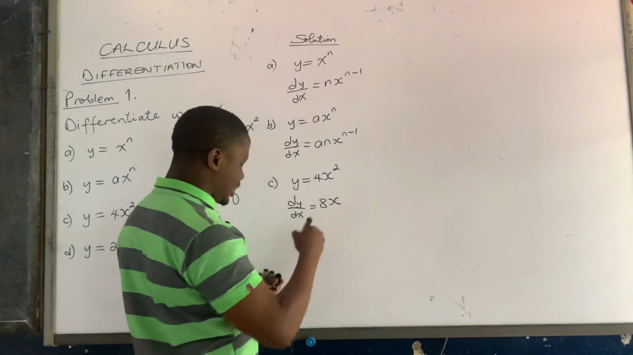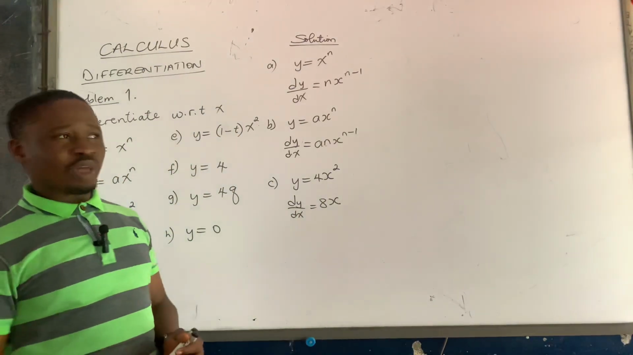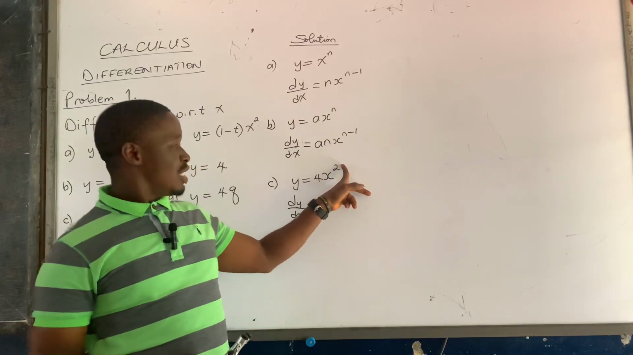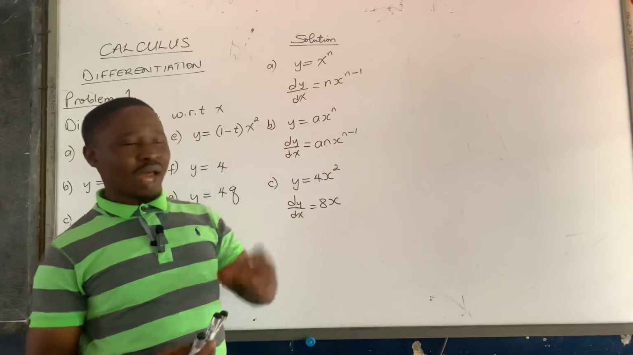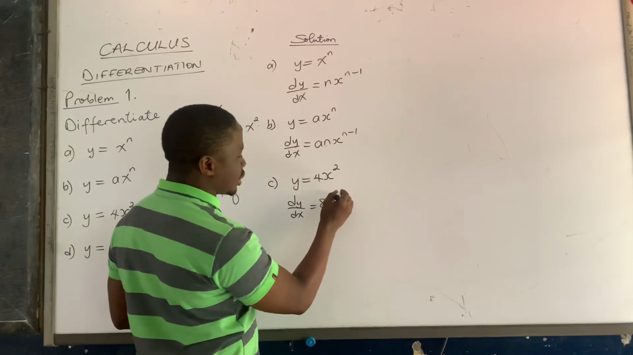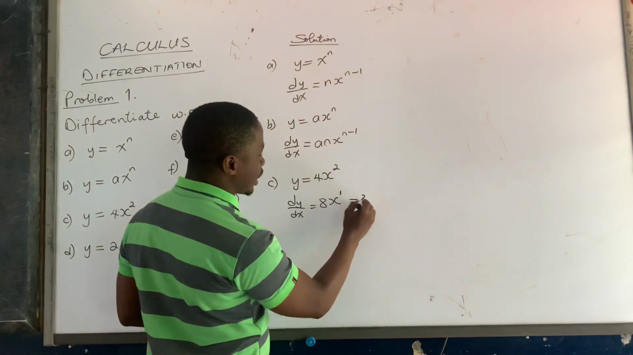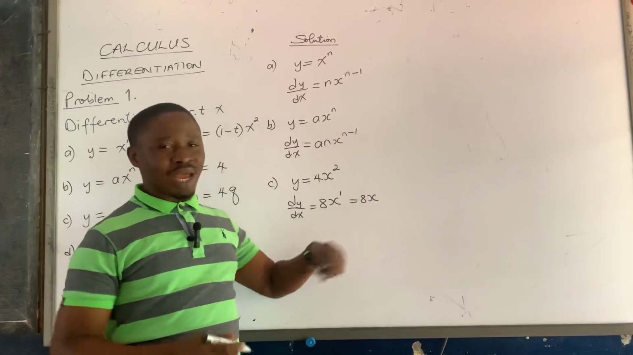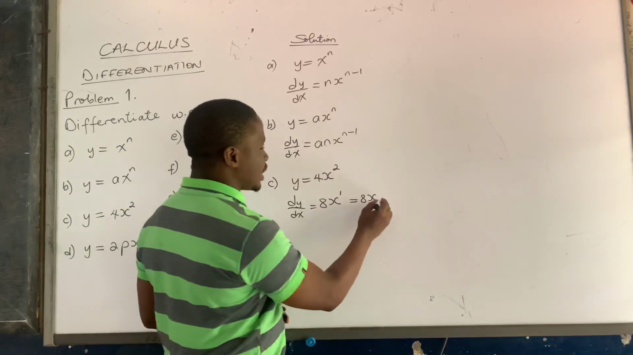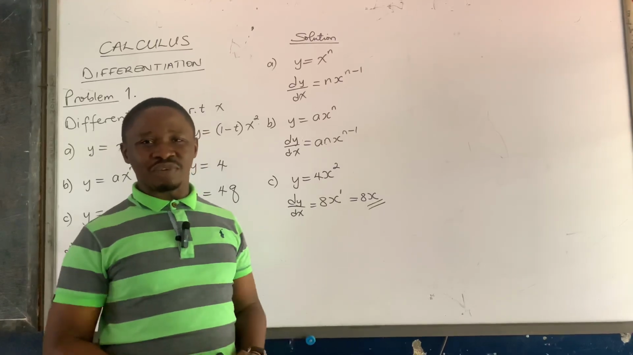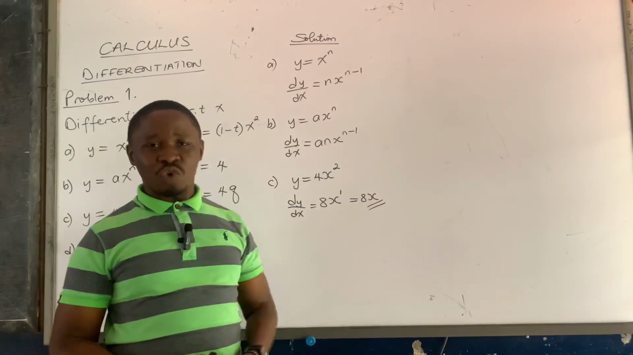So we must write the variable again. So what we do next is subtract 1 from the power. So when the power loses 1, there will remain 1. So remember, 2 minus 1 is 1. So the result is 8x. With a power of 1, we don't need to write anything again. So this is the differential coefficient. This is the derivative, and it is with respect to x.